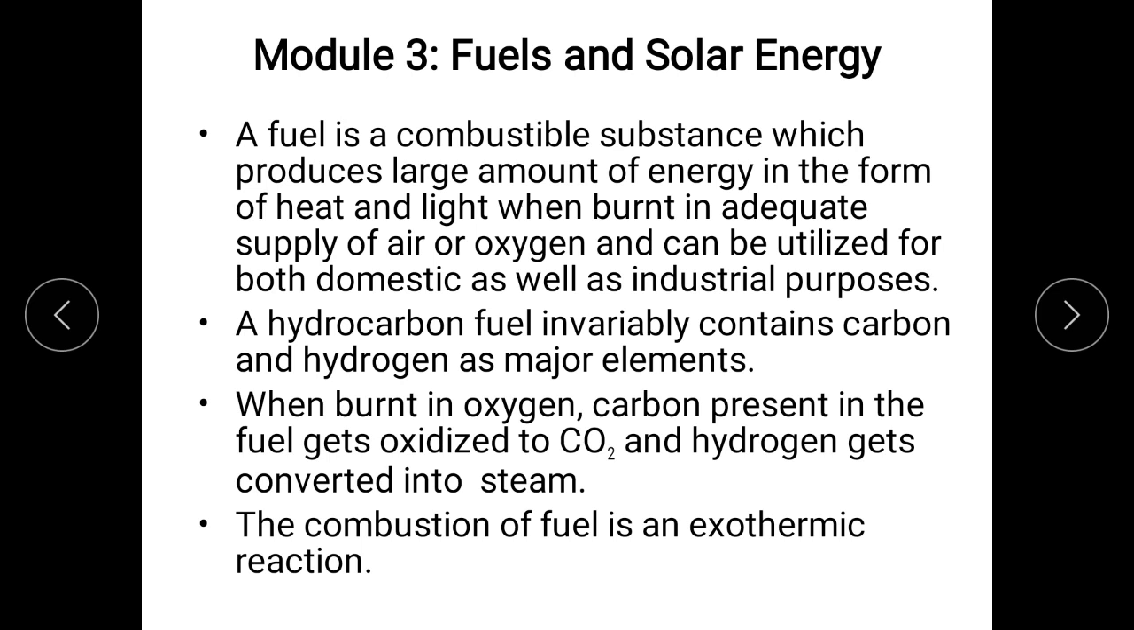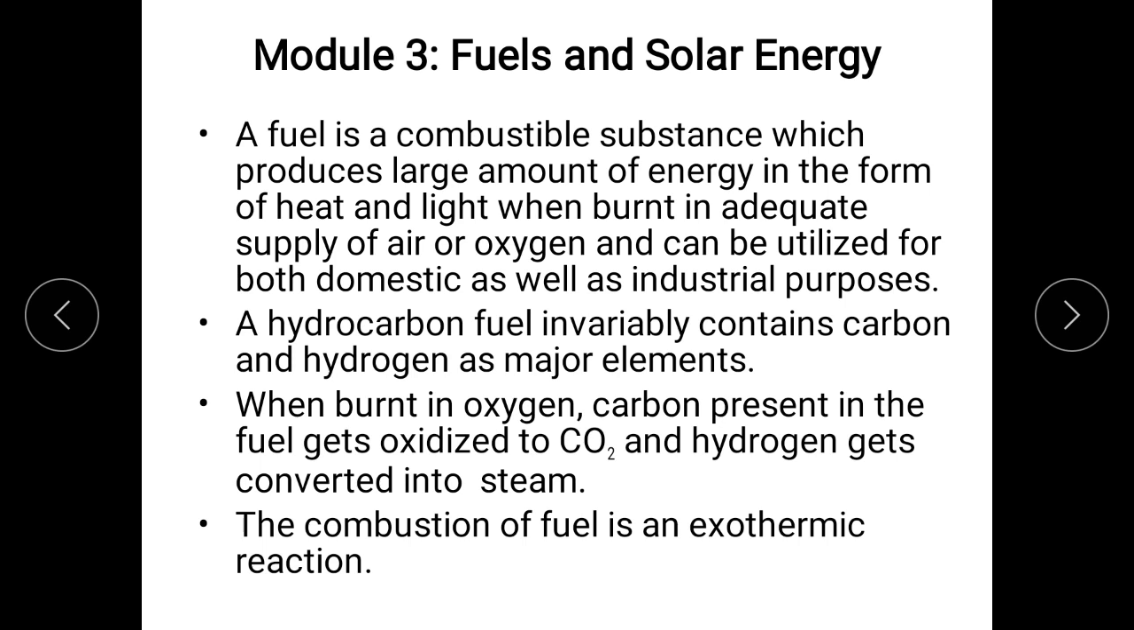Most of the chemical fuels are hydrocarbon fuels. Hydrocarbon means they are made up of carbon and hydrogen. The elements present in hydrocarbon fuels are carbon and hydrogen. When burnt in air or oxygen, the carbon and hydrogen present in the fuel are respectively converted into carbon dioxide and steam. So carbon present in the fuel is converted into carbon dioxide, hydrogen is converted into steam. Steam is nothing but water in the vapor form.